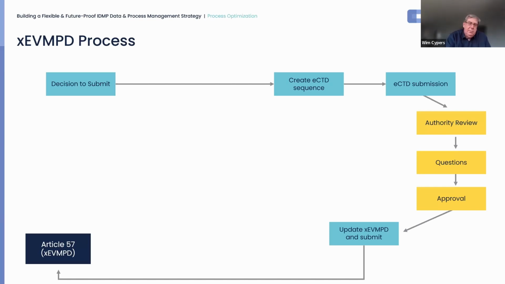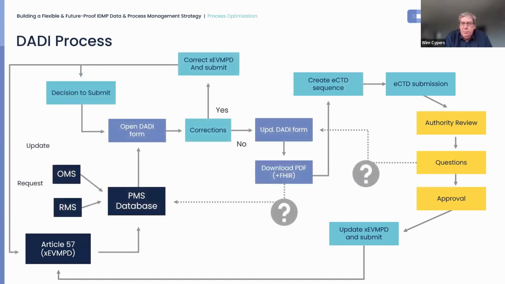But now let's shift gears a little bit and look at the DADI project, or the EAF, that is being done now. What is the EMA requesting now? The process is going to be a little bit more complicated. If you look at the bottom left, at the PMS database, this database is being filled, and you don't have to do anything around this. This is something that the authorities take care of.